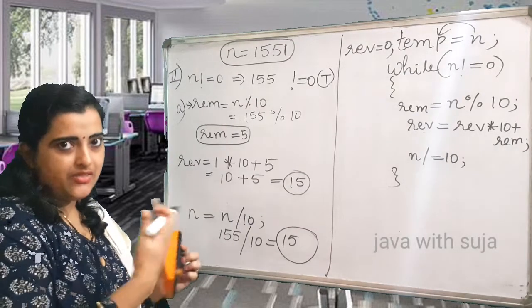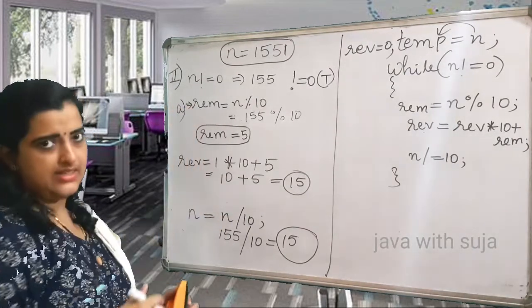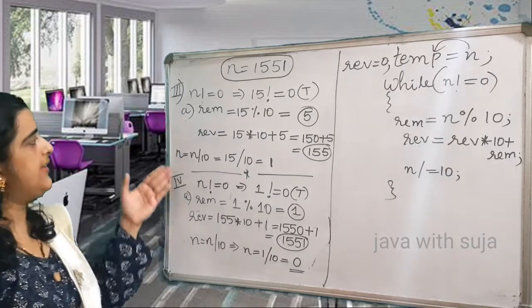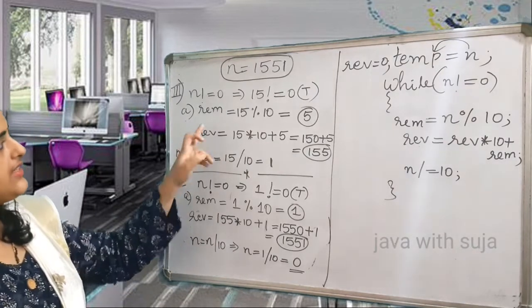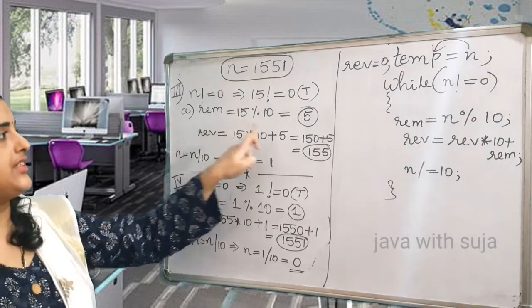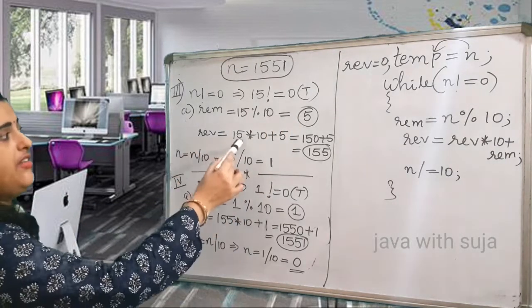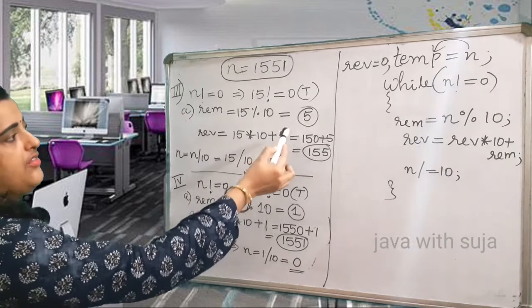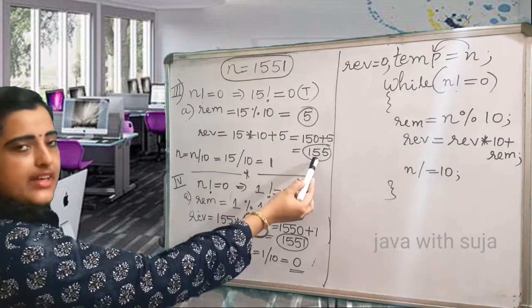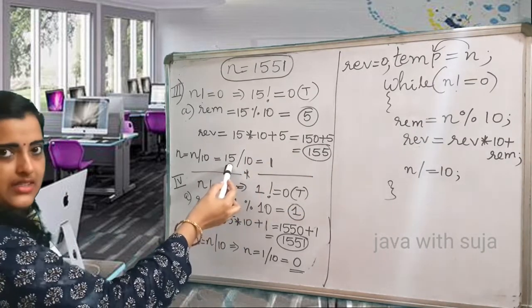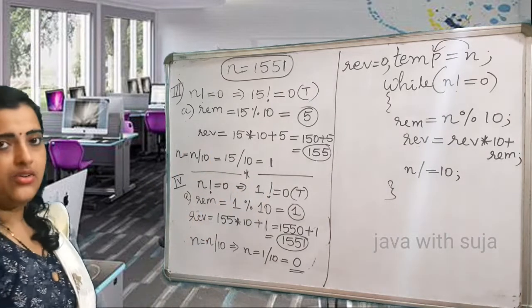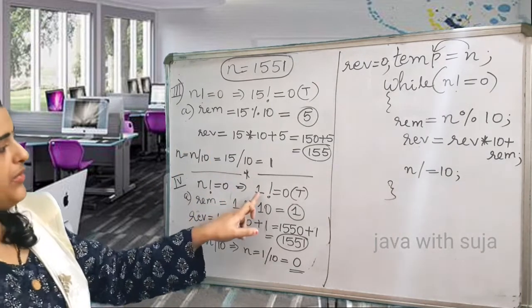These steps will repeatedly go on. Let us see the third and the fourth step. In the third step we can see that the value obtained in reminder is 5, and we know that the previous value of reverse is 15. So here 5 is the reminder, and we got 155. Now we updated the variable n and we got the value 1. Now the current input is 1 here.